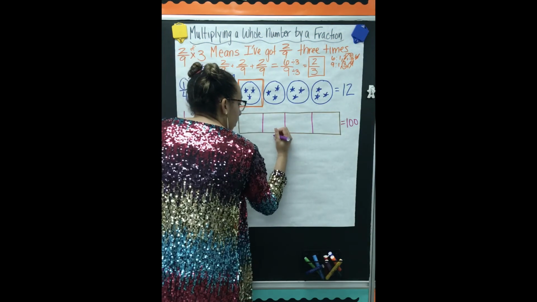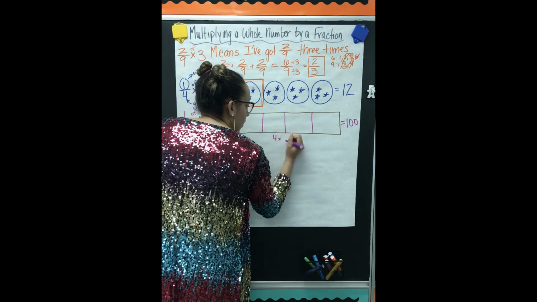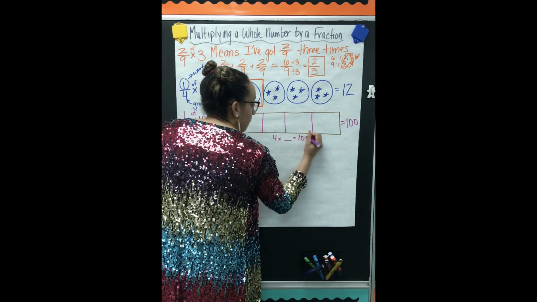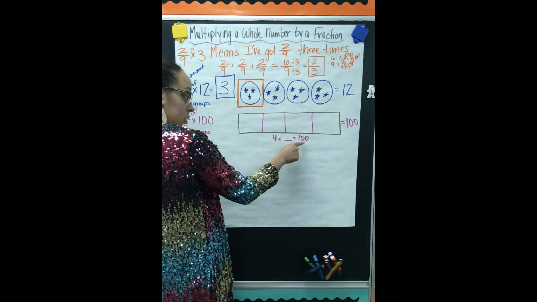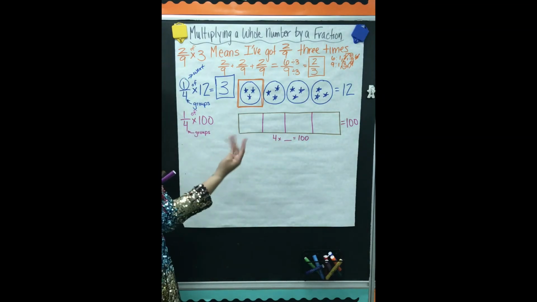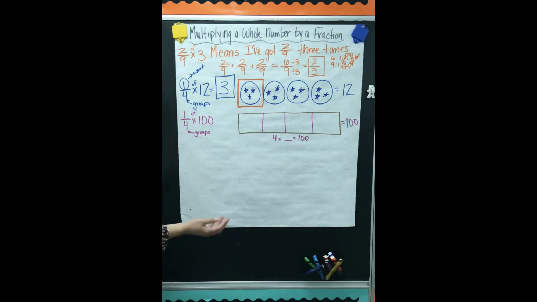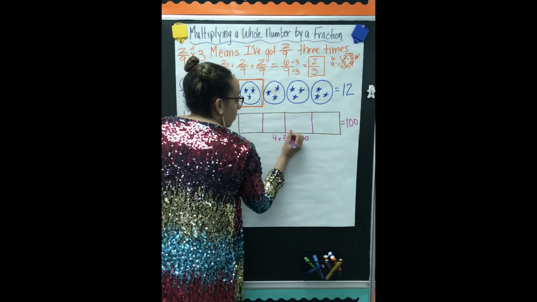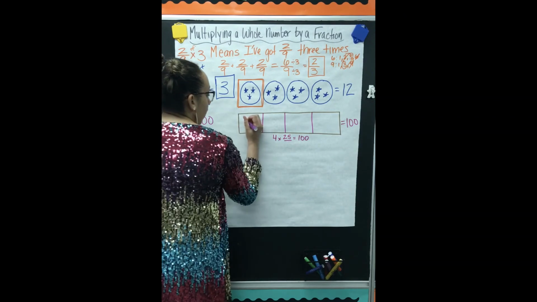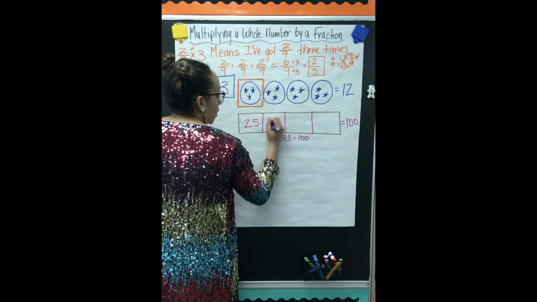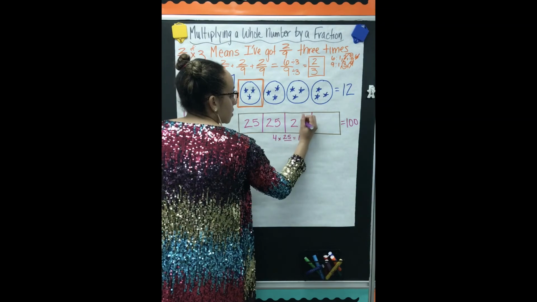What number multiplied by 4 equals 100? Well, if I use my money knowledge and I had $1, what kind of money, 4 of them, would go into $1 or 100 cents? Hopefully I'm thinking of the big guys, which is 25. So I'm going to put 25 in each one of these boxes.